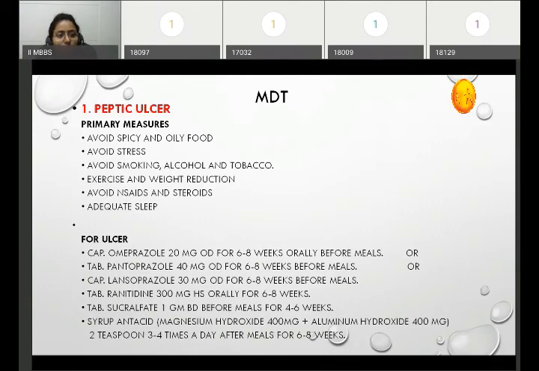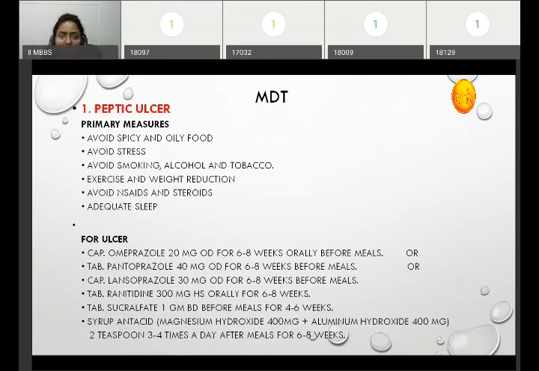Here, the primary measures you can take for peptic ulcer: you have to avoid spicy and oily food, avoid stress, smoking, alcohol, tobacco, etc. Then lifestyle modification like exercise, weight reduction, etc. You have to avoid some drugs like NSAIDs and steroids and take adequate sleep. These are the primary measures that you should tell to a patient of peptic ulcer.